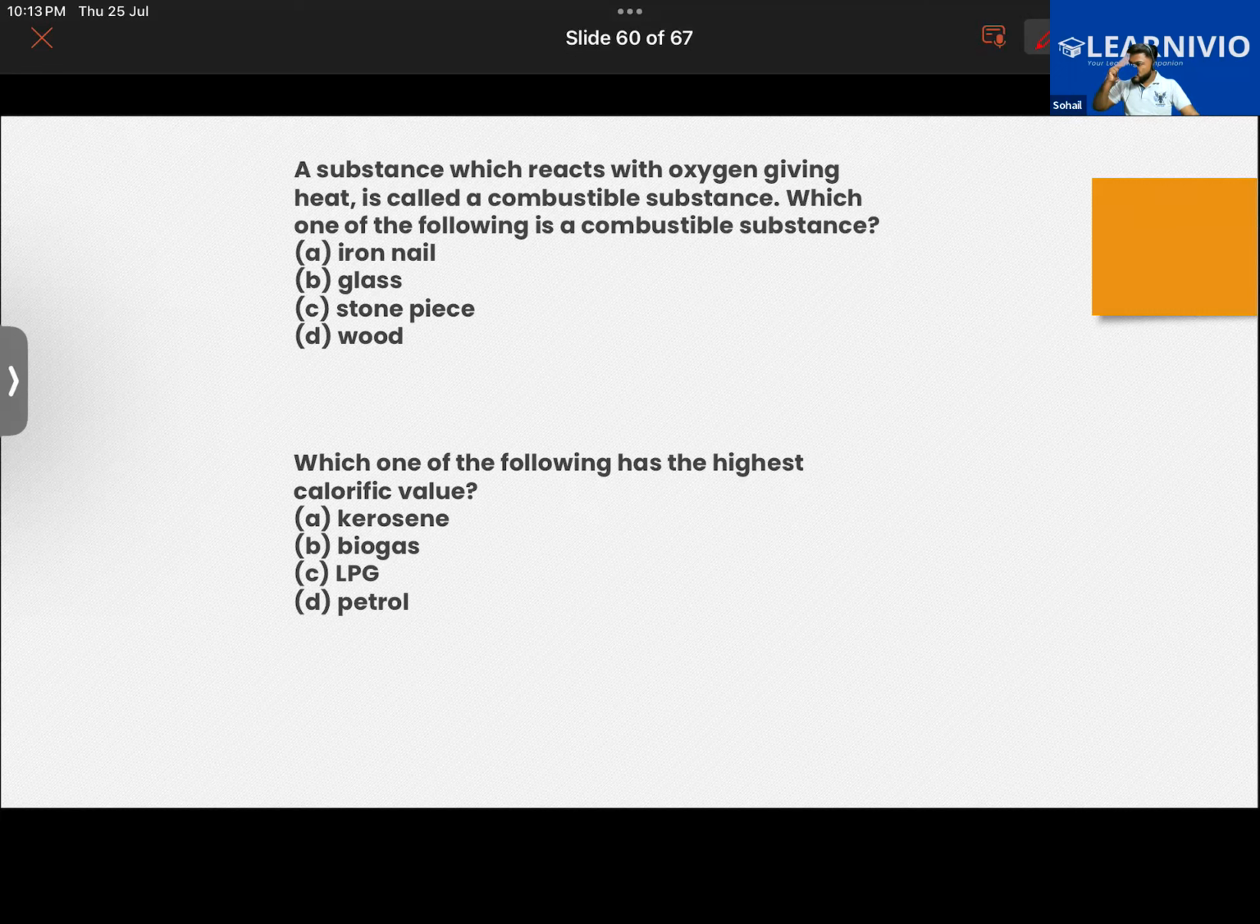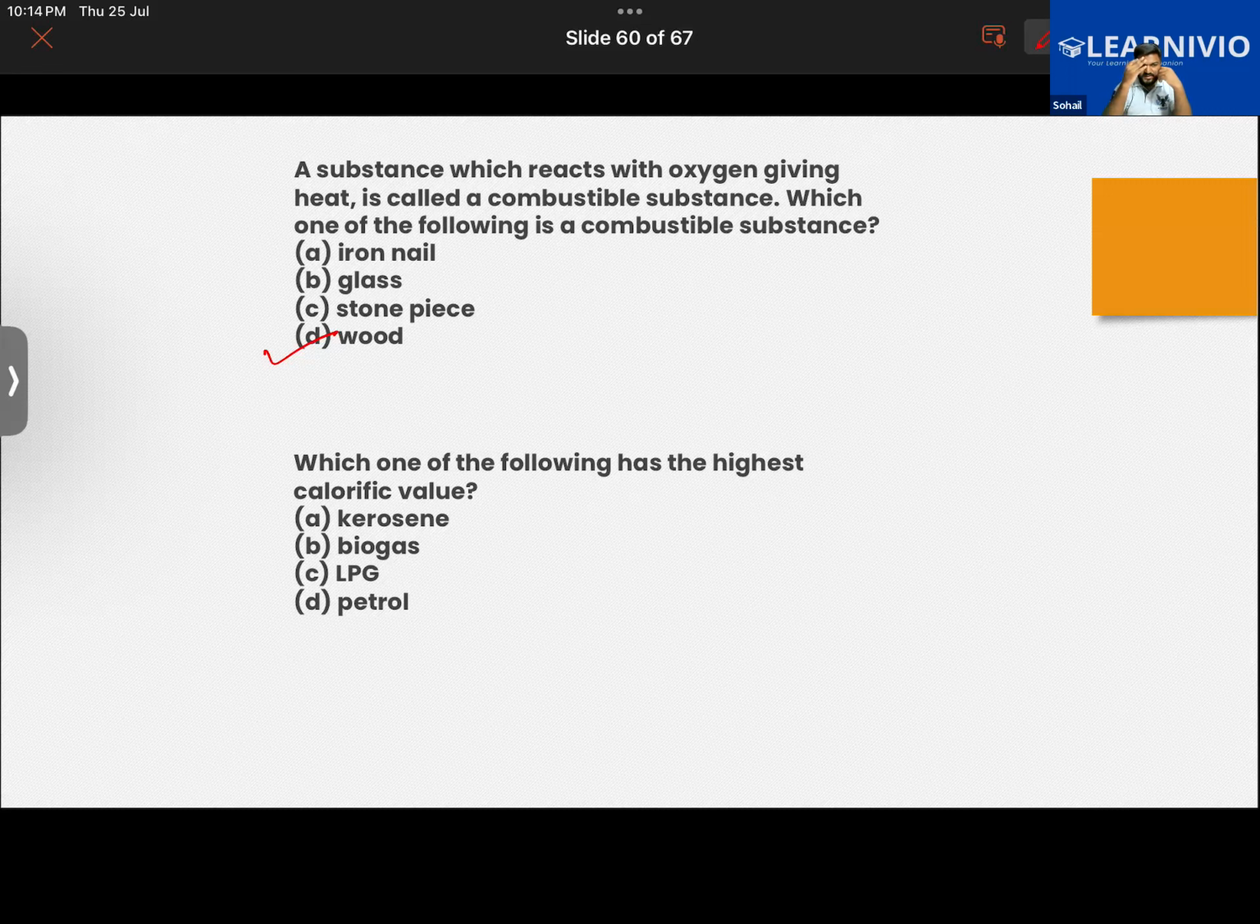And for the first one, it's wood, and for the well, it's LPG, or is it petrol? Think carefully. Out of kerosene, biogas, LPG, and petrol, which one has the highest calorific value?